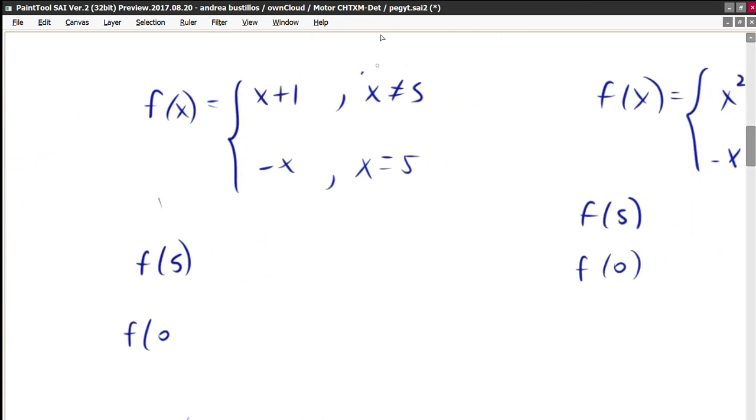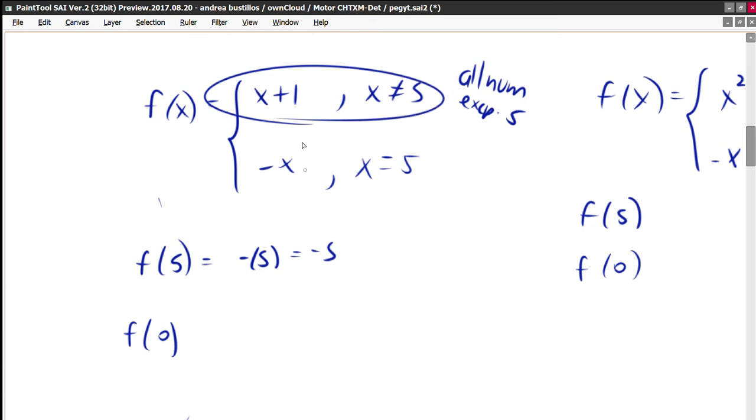For this function, this domain means all numbers except 5. And this other piece is obviously only when x equals 5. So when x equals 5, my function is -5. That means if I want to evaluate this function in 5, the only place where 5 is part of the domain is in my second piece. Every other number is part of the domain of the upper piece.